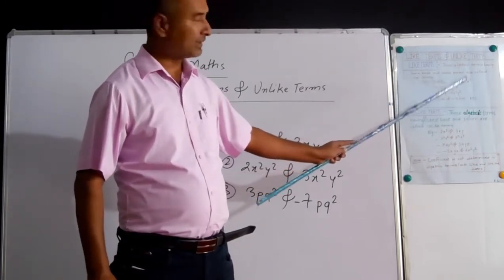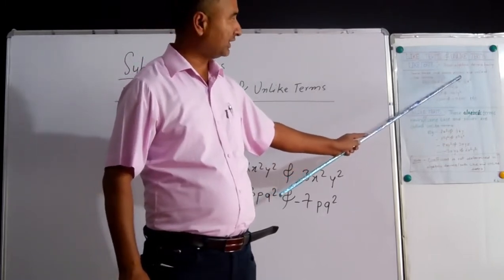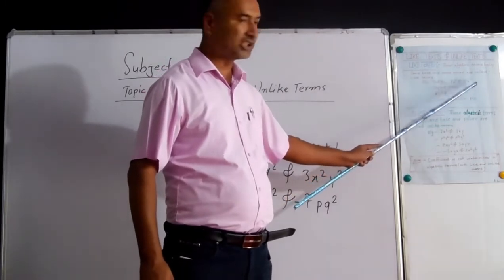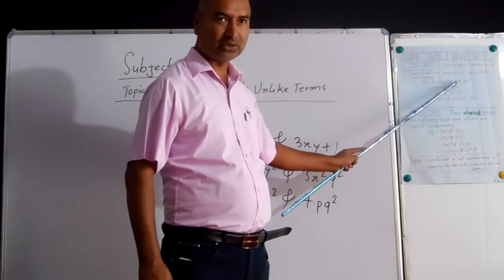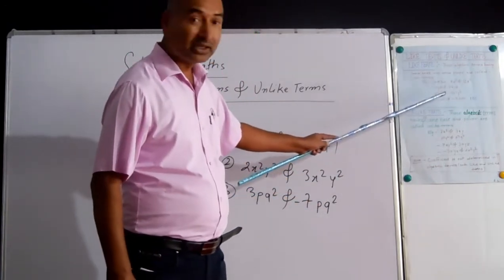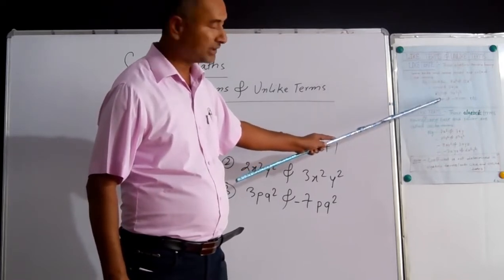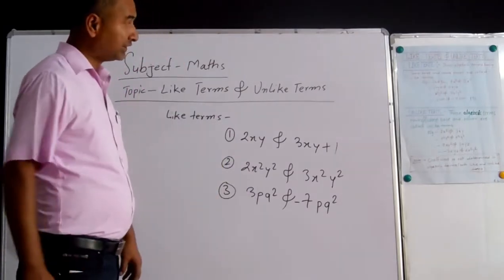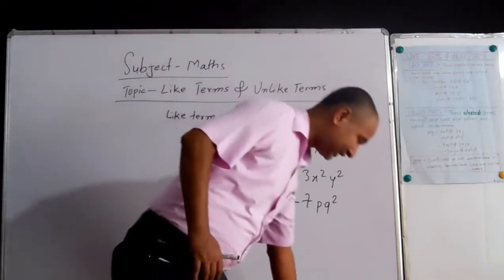There are many more examples. 2x and 3x. That means the variable is the same, so these are like terms. In another example, 7x square and 10x square. That means both power and variable are equal, so they are like terms. In a similar way, you can see other examples here. Now we are going to discuss our next topic, that is unlike terms.